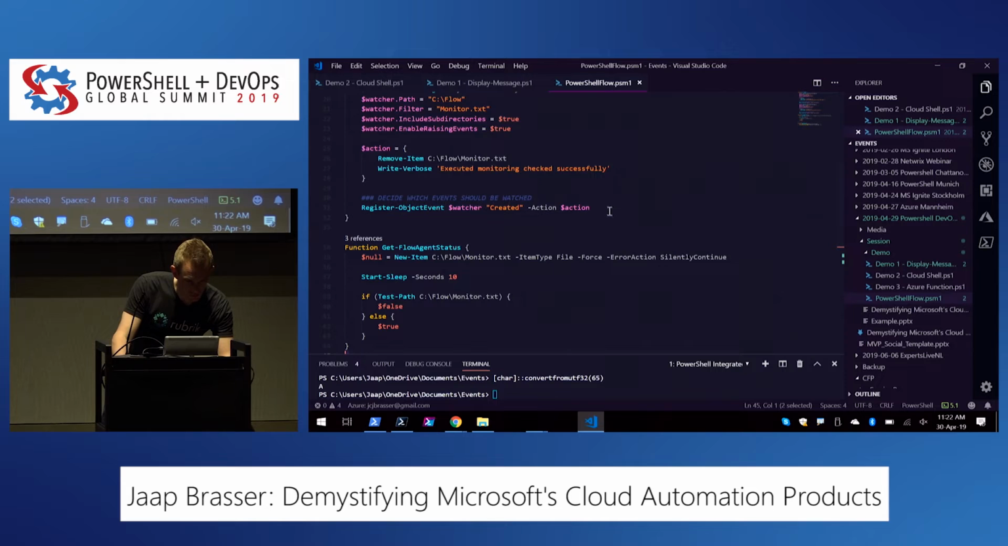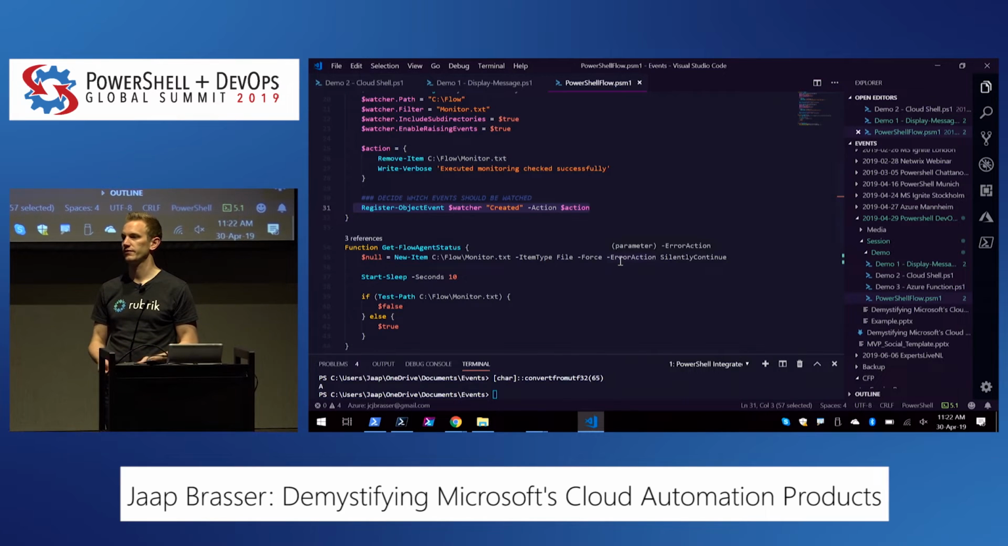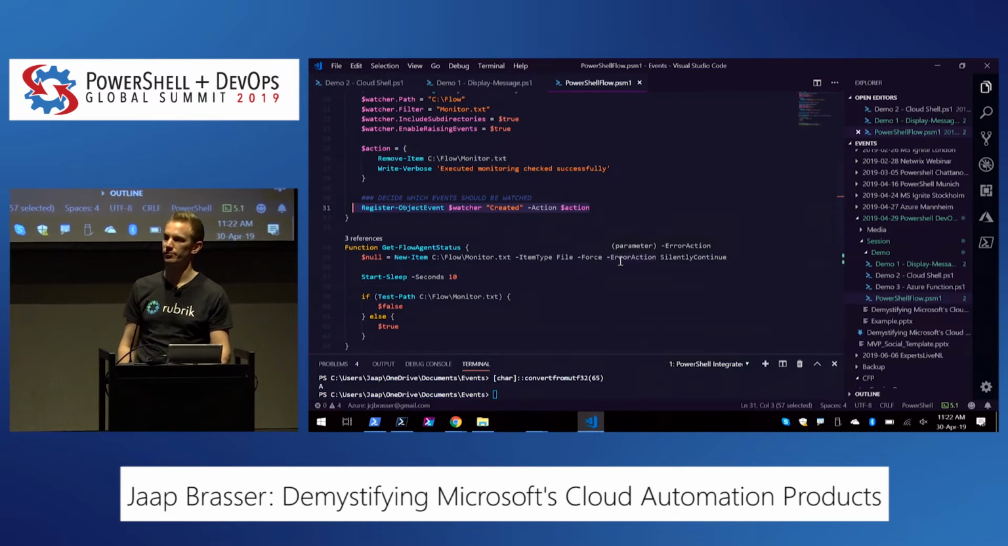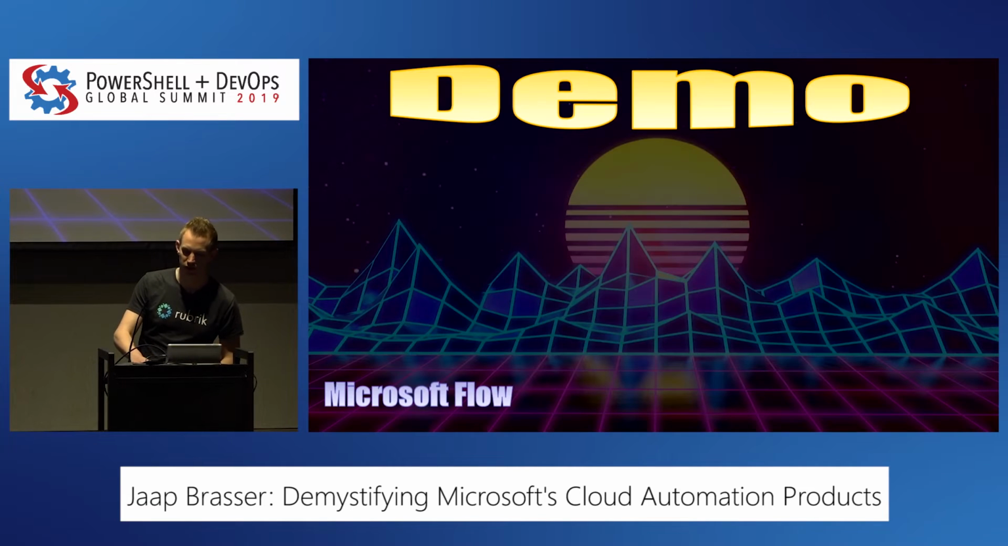So we have it here. We register an object event, and the moment a file gets created, it's practically instant. I think it's a couple of milliseconds before it picks it up. But this watcher is only for the duration of the PowerShell session, so it's obviously not a very reliable way. It's just intended as a demo of how you can integrate it with PowerShell if you really wanted to.